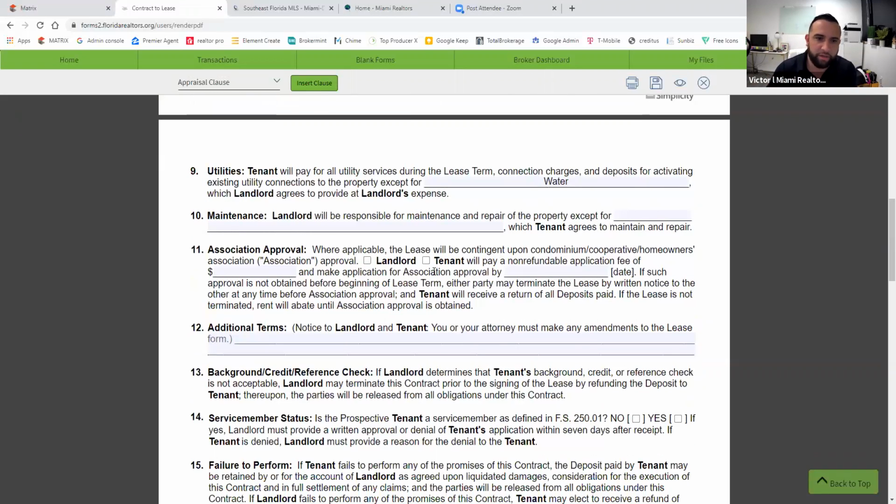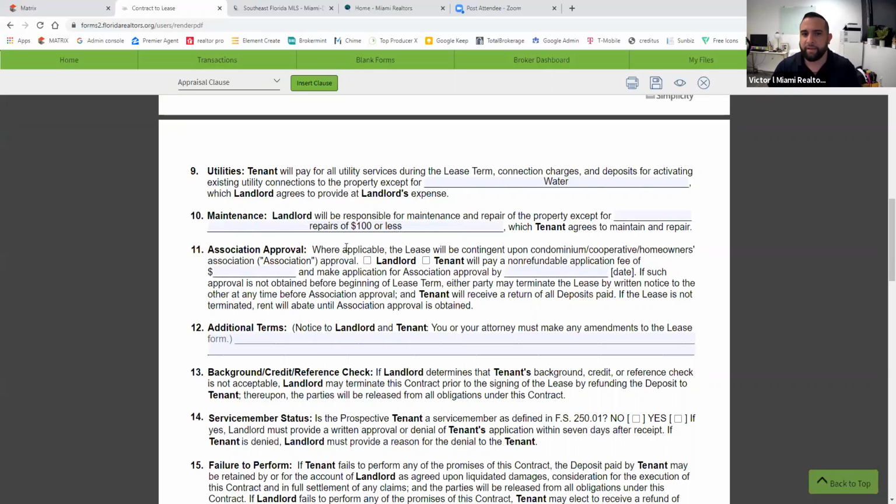Number 10 talks about maintenance, and you'll get more into the details of this during the lease. But it basically says landlord will be responsible for maintenance and repair of the property except for blank. This is very negotiable, guys. One rule of thumb I always use is I just put $100. I'll put landlord will be responsible for maintenance and repair of the property except for repairs of $100 or less. And that could be negotiable.